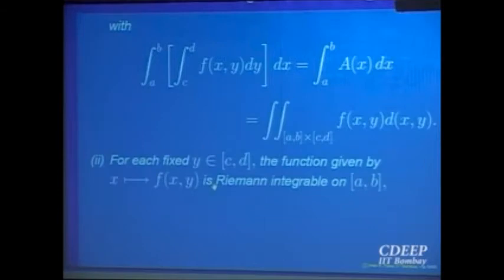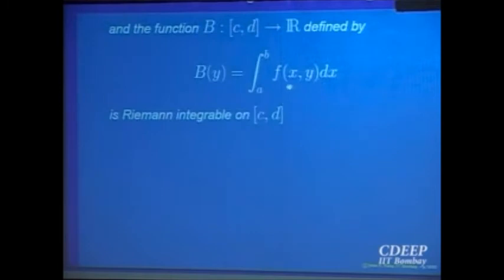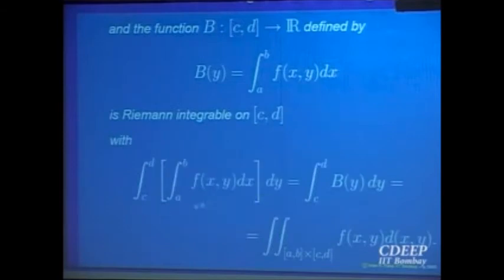Good. So now fix y, treat it as a function of x, integrate out as a function of x. So integrate f(x,y) with respect to x, from a to b, you get a number which depends on the variable y, because y is fixed, that is a function on interval [c,d]. You integrate that with respect to y over [c,d], you again get the double integral. Right? So basically this theorem is a very useful theorem.